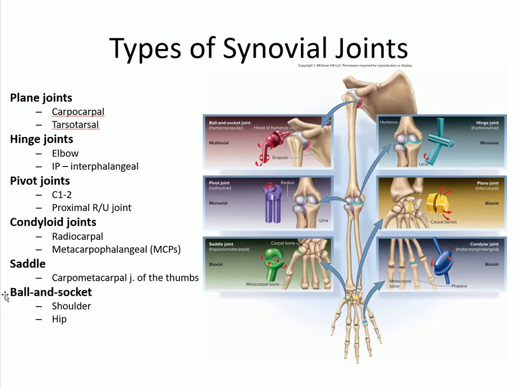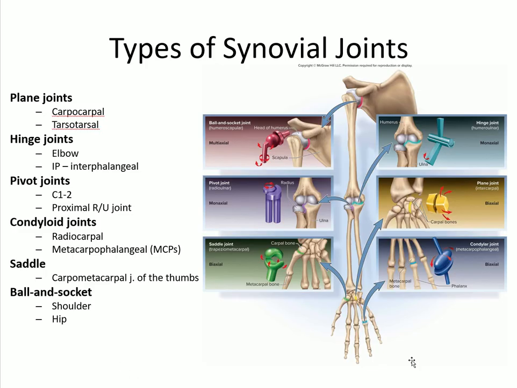So carpocarpal, what is that? What does that sound like? It sounds like two carpals, right? And that's exactly what it is. Plane joints allow two carpals to slide next to each other, like in your hand and your foot. Yeah, right here in this image. So plane joints allow these two carpal bones to slide right next to each other.